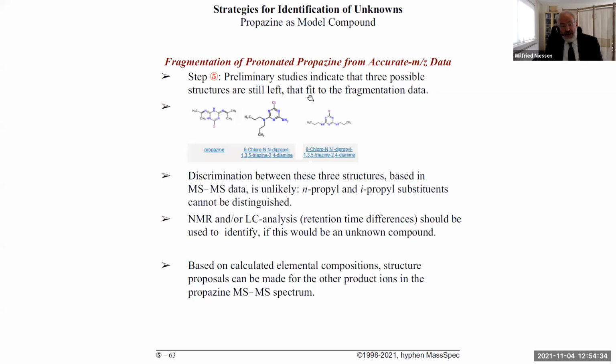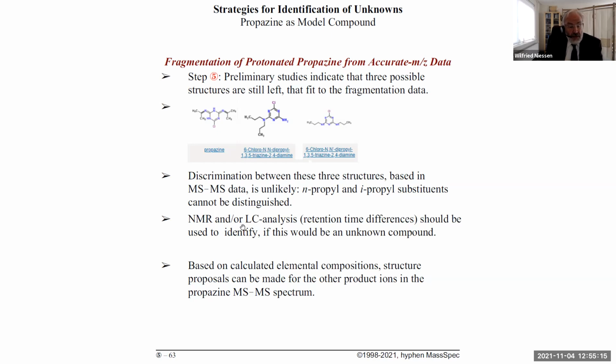Discrimination between these three structures based on MSMS data is impossible, and propyl and isopropyl substituents cannot be distinguished. But of course, what we could do is run these compounds in GCMS, because under GCMS conditions we will have a difference in fragmentation between at least this compound and the other two. And then, of course, if we have standards, we can do LC analysis. We can do NMR analysis, perhaps, if we would have enough material, which certainly is not always the case.